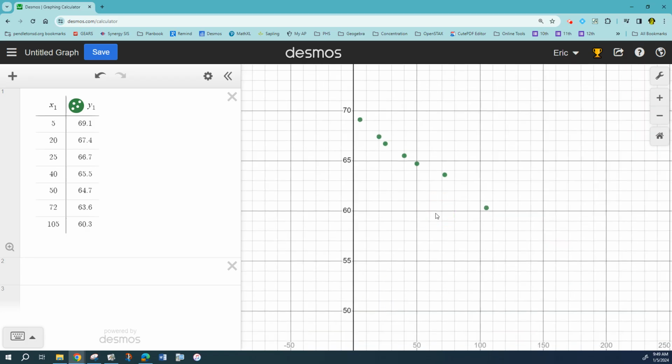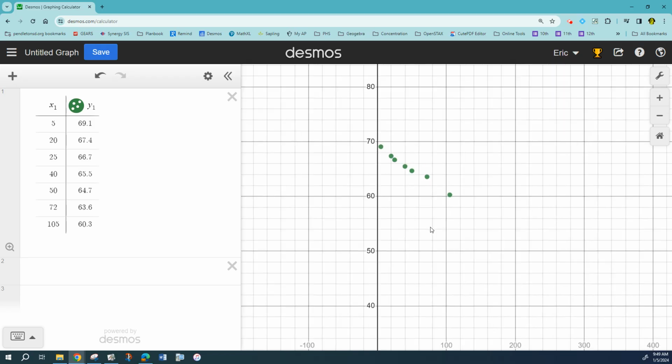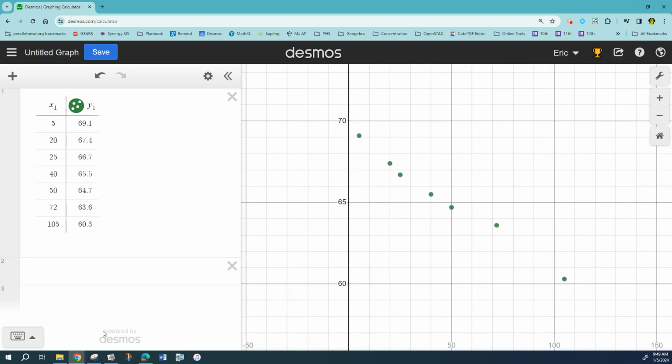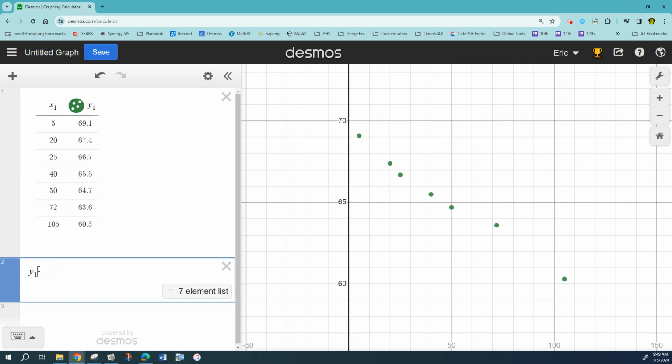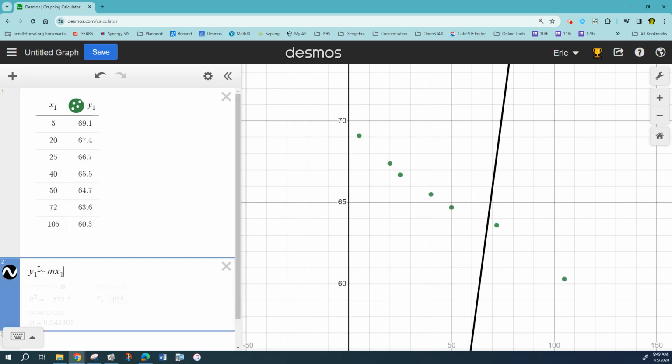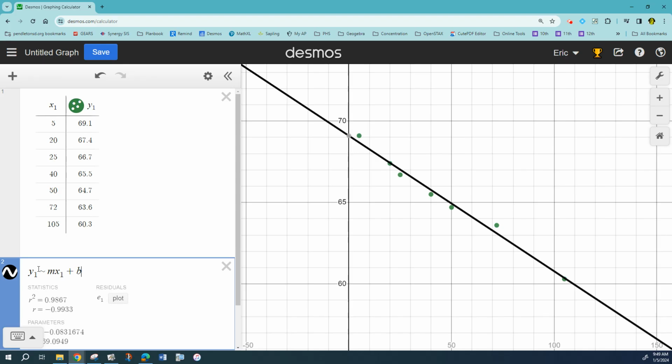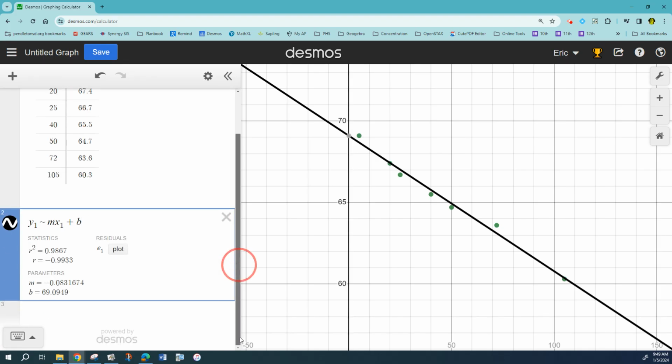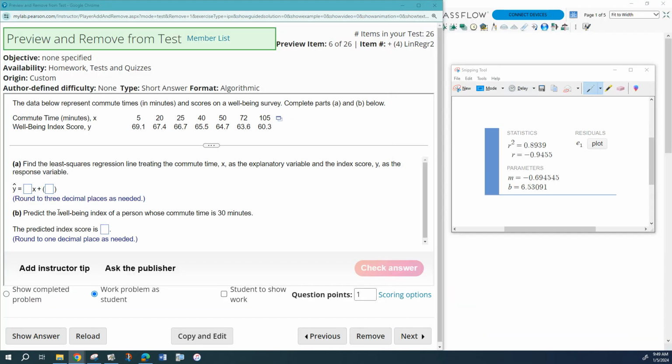Okay, I can make that picture look however I want to. I can zoom out a little bit if I need to, but there it is. I'm going to go down and create the regression equation, same way, y1 tilde mx1 plus b. There it is, right? There's all my stuff. Okay, so that's all we need for the first part. But for the second part, they want something more. They want to know predict the well-being index, which is the output, right? That makes sense? Predict the output based on an input of 30.